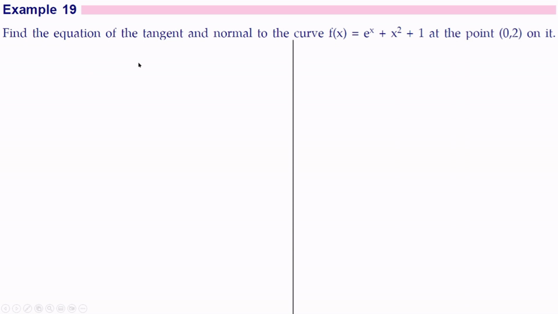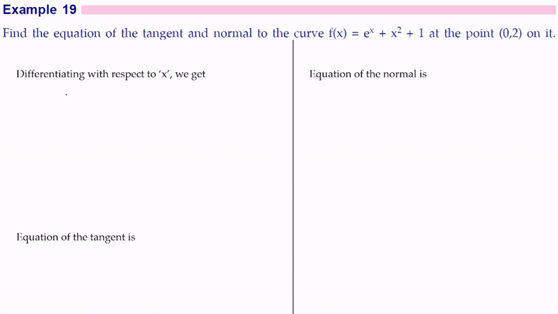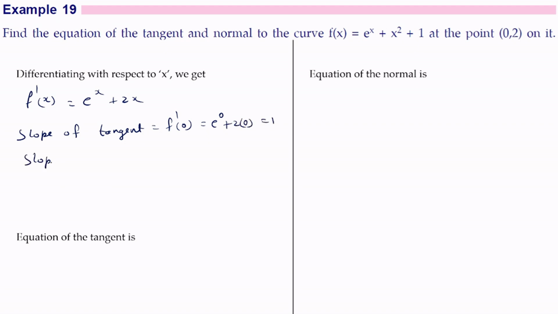Next question, find the equation of the tangent and normal to the curve f of x is equal to e raised to x plus x square plus 1 at the point (0, 2) on it. So first let us differentiate with respect to x to find the slope. F dash of x is e raised to x plus 2x. So slope of tangent is given by f dash of 0, which is e raised to 0 plus 2 into 0. This is 1. And slope of normal is minus 1 by f dash of 0, which is minus 1.